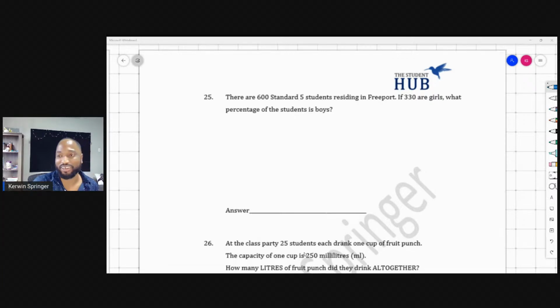Joseph. That enough. All right, so there are 600 standard 5 students residing in Freeport. If 330 are girls, what percentage of these students is boys?